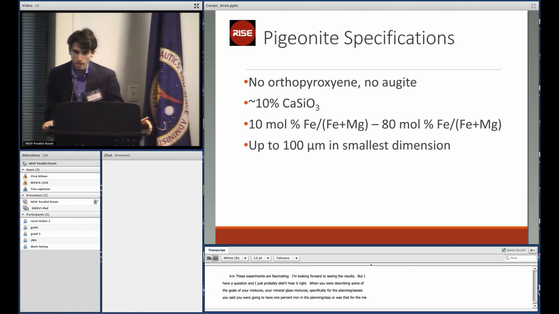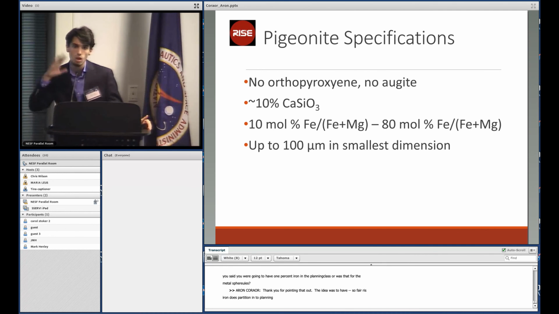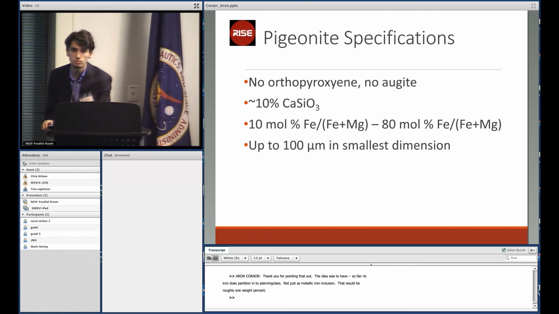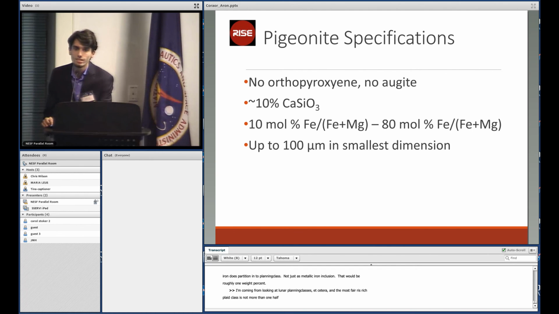No, and thank you for pointing that out. No, the idea was to have ferrous iron, which does partition into plagioclase, not just as metallic iron inclusions. That would be roughly 1 weight percent of ferrous or any ferric iron in the plagioclase. Well, but I'm coming from looking at lunar plagioclases, et cetera, and the most ferrous-rich plagioclase is not more than even 0.5% iron. So I don't understand why you're going to 1%. No, sorry about that. We don't get 1 weight percent of ferrous iron in these samples. That was kind of a benchmark which we were aiming for.